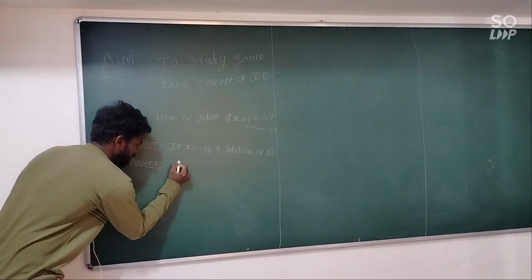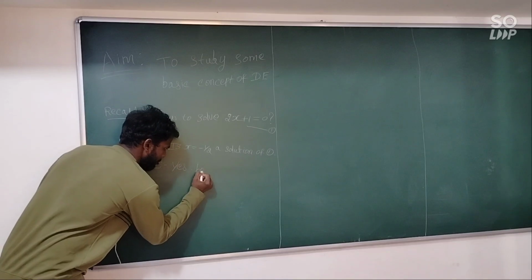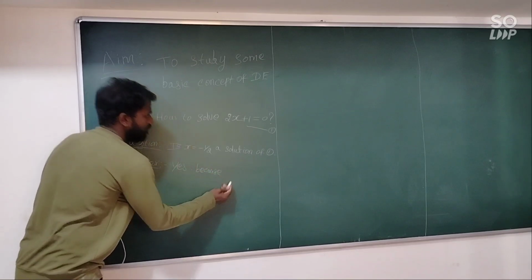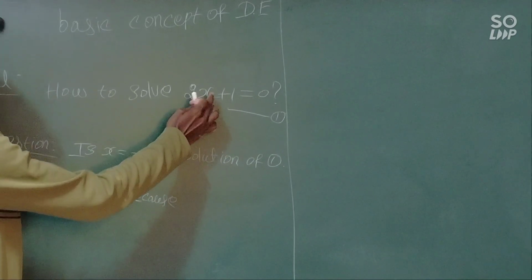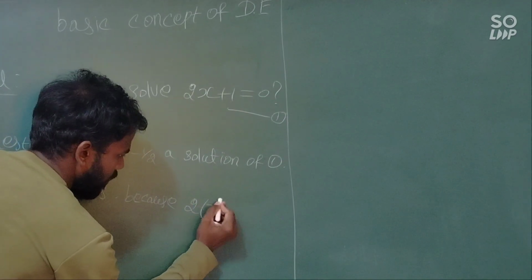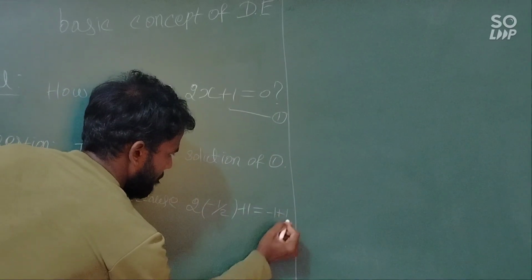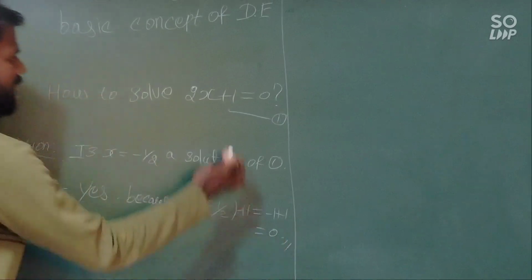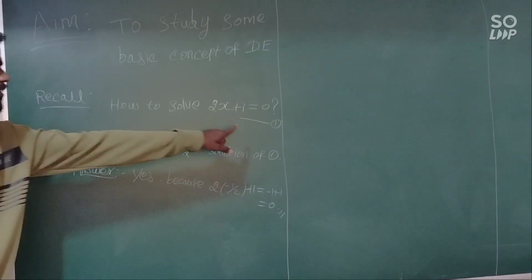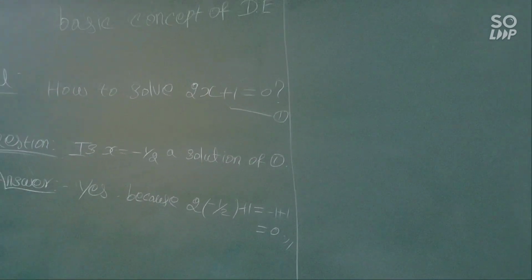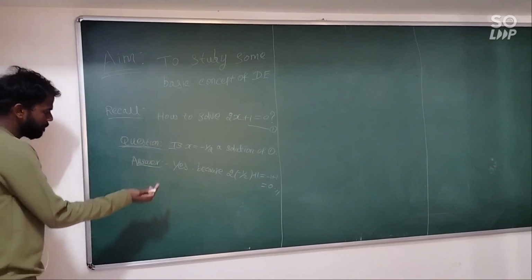Yes, it is a solution, because when you substitute this value minus 1 by 2 in the place of x, you are getting the right hand side, which is 0. So that means this is a solution of 1, right? Good. Now we will move to something different.